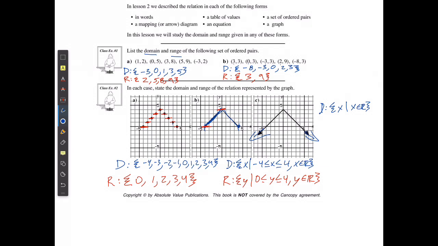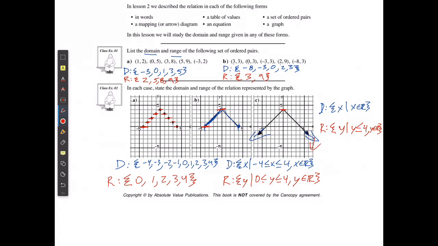There's no restrictions. For the range, there is a restriction. The range, as we can see here, does not have a lowest point because it's going to keep moving down, but it does have a highest point. The highest point is going to be 4. So I'm going to say that y has to be less than or equal to 4, where it can also be any number in the set of real numbers.